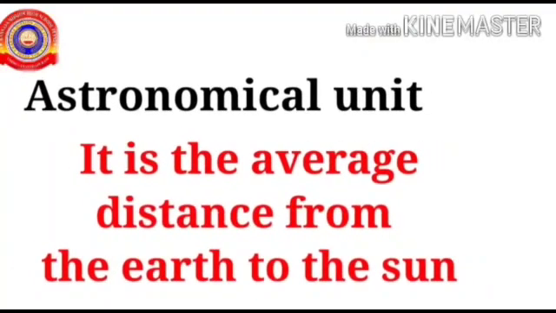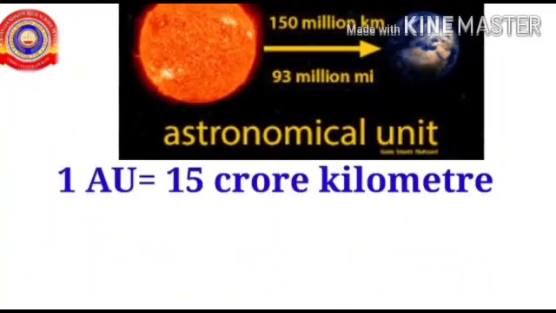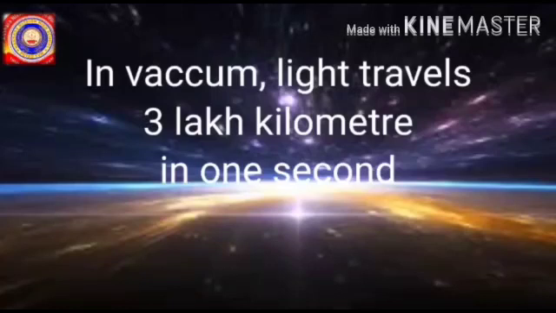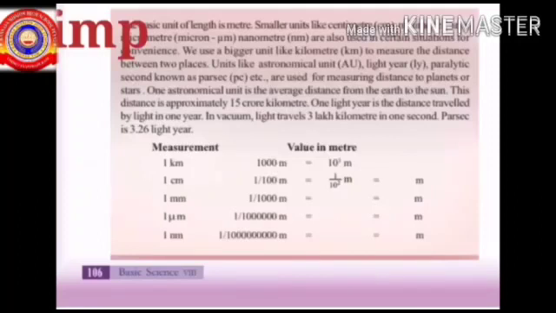Astronomical unit. It is the average distance from the Earth to the Sun. 1 astronomical unit equal to 15 crore kilometer. Light year. Distance travelled by light in 1 year. In vacuum, light travelled 3 lakh km in 1 second. Parsec. 1 parsec equal to 3.26 light year. It is very important.